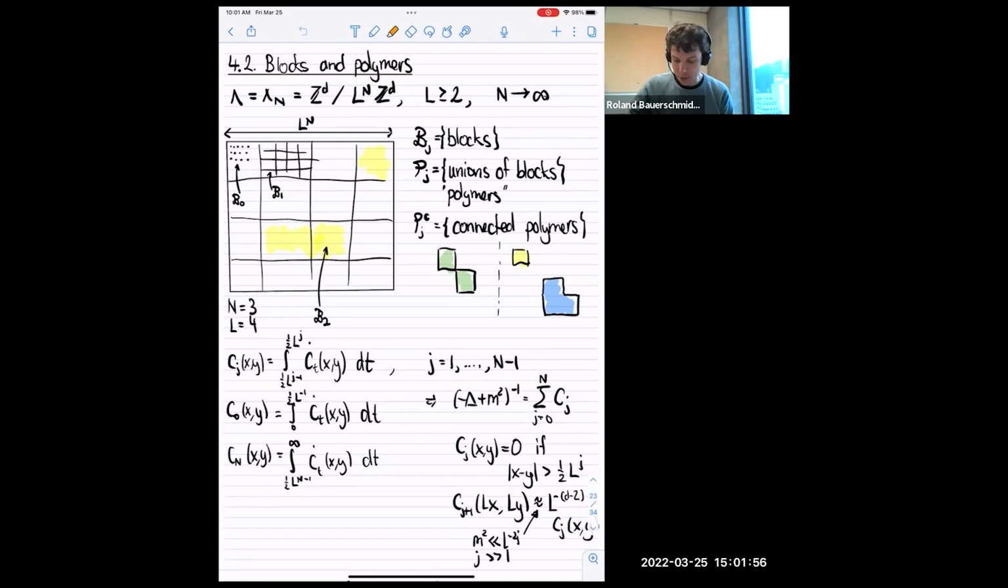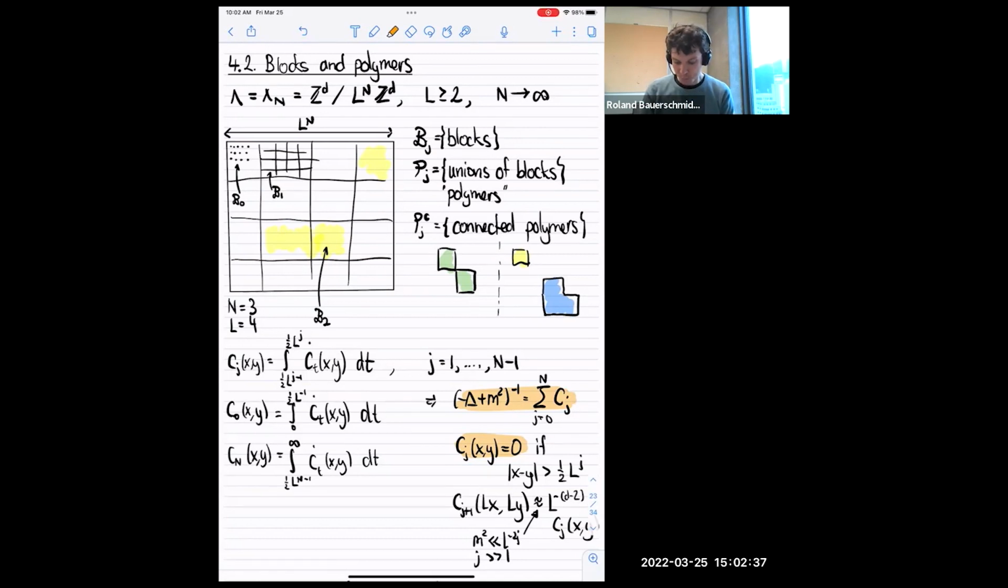So we started with a Gaussian reference measure, which we think of as a free field. Sometimes we add a mass term for convenience, but we're interested in the case when the mass term is essentially zero. And we decomposed this Gaussian field, or equivalently its covariance, into a sum of covariances denoted C sub j, which go from 0 to n, and which have the finite range property that the covariance vanishes if the distance between the two points is bigger than a half L to the j.